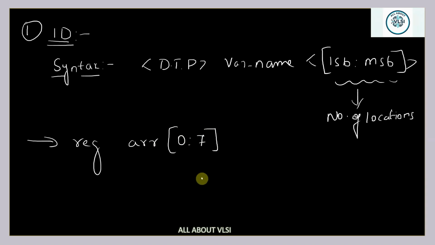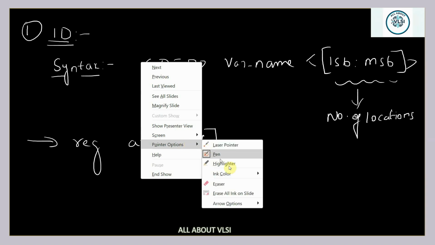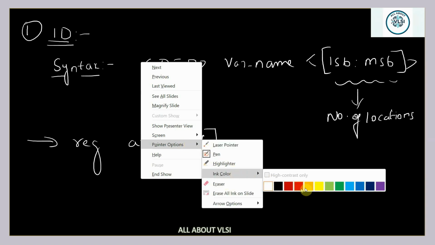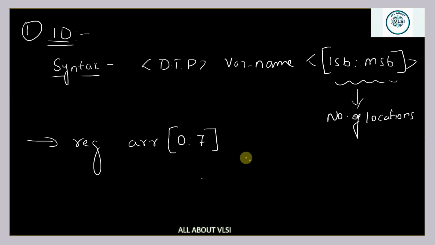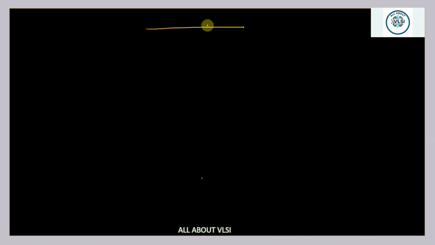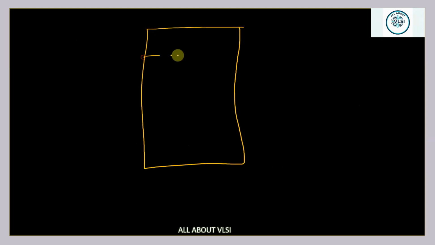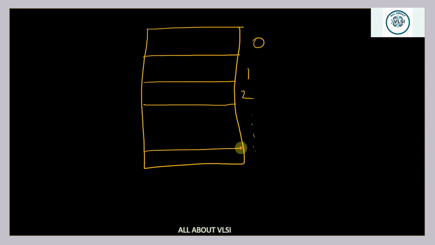So how is it going to look like? Let me show you. In the case of an unpacked array, you are going to have different memory locations. Like this, you are going to have 8 different locations. This is location 1 with index 0, location 2 with index 1, and so on up to 8 locations, and the last location is index 7.